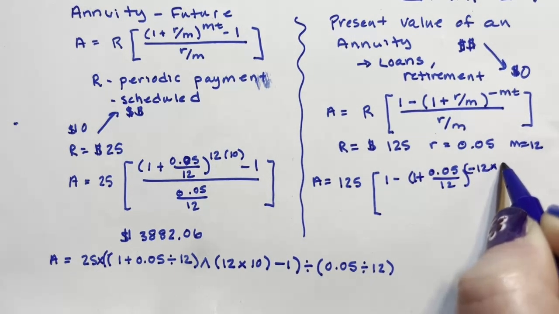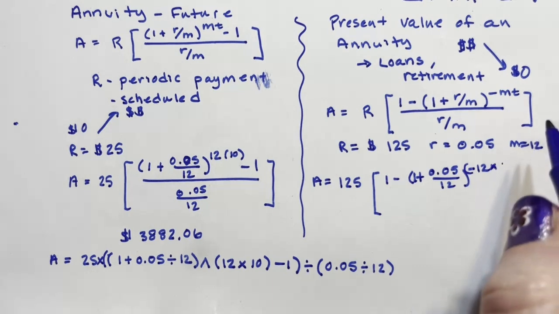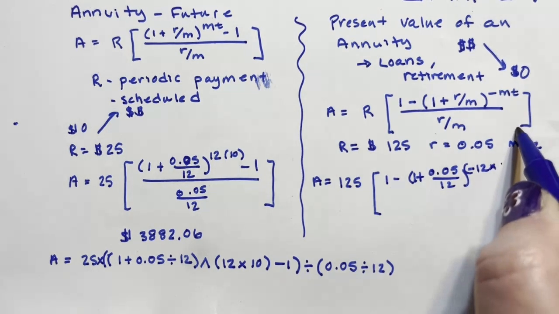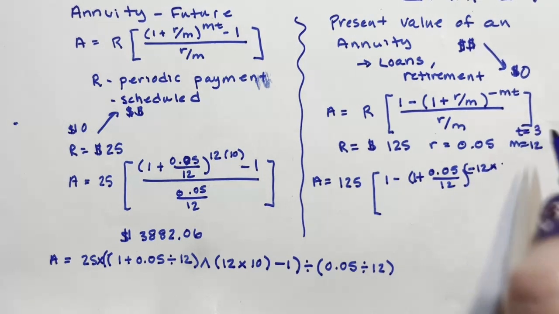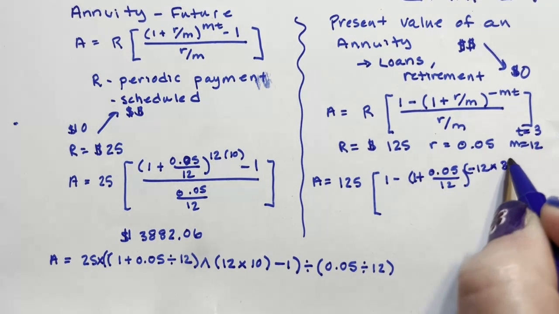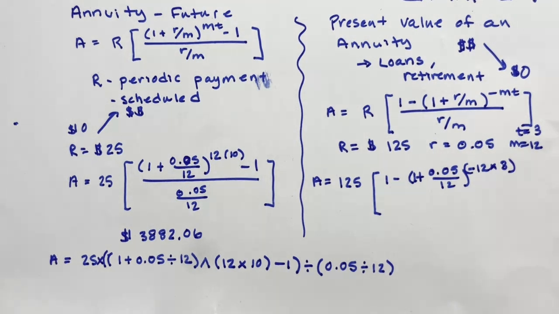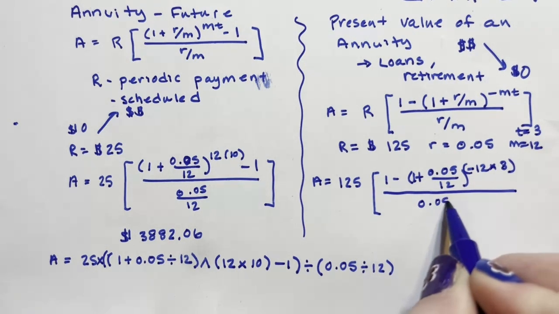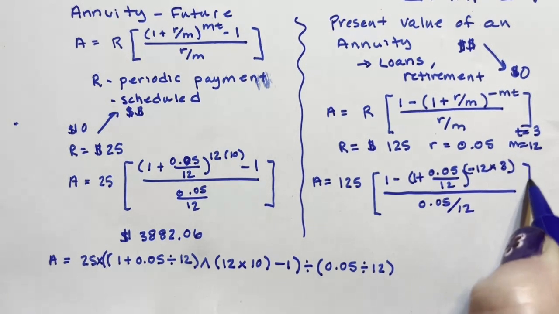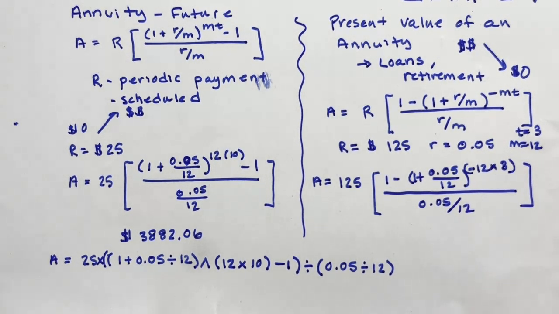times. And let's say, let's not make it a 10-year. Let's make this a 3-year loan, because that's more common for a car. 0.05 divided by 12. Okay, so we have all our numbers in there.